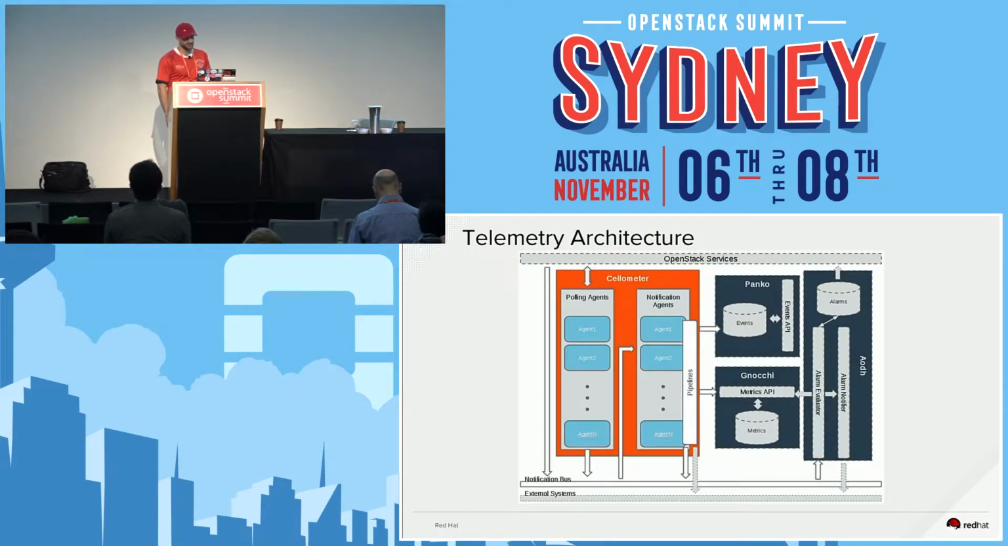So the telemetry architecture hasn't changed much. As you can see, the OpenStack services are feeding data into the notification bus. You also have the polling agents grabbing data and feeding that into the notification bus. The Ceilometer notification agents pick that data up, process it through the pipeline, and then publish event data to Panko. It'll also publish metric data to Gnocchi. From there, you have Aodh, which is evaluating alarms, and that queries the Gnocchi metric API.